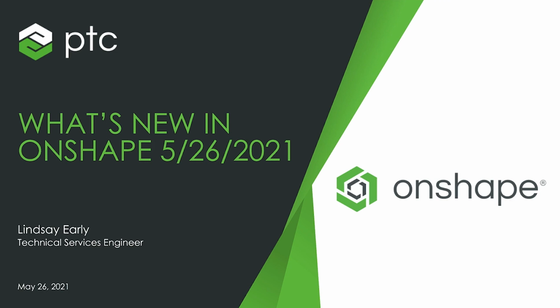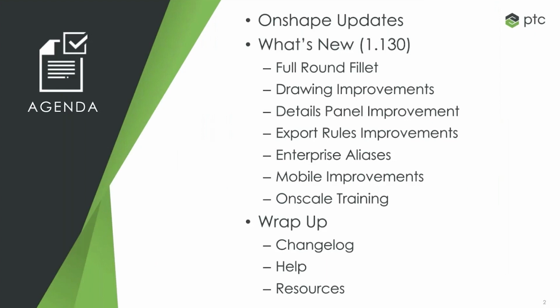We've had one update since the last webinar of this type, 1.130, so that's what we're going to focus on today. We'll talk about what Onshape does in its update process every 3 weeks. Then we'll go through each of the new features, and then it will wrap up by talking about the changelog, and resources for help, and open it up to questions. You can ask questions at any time during this presentation.